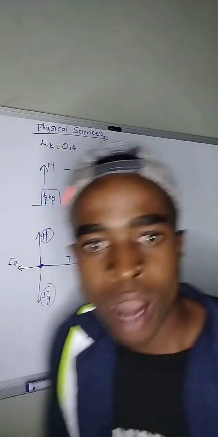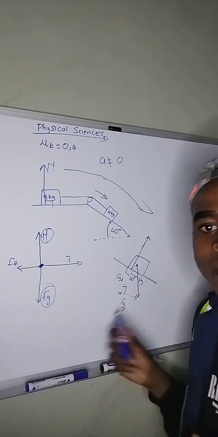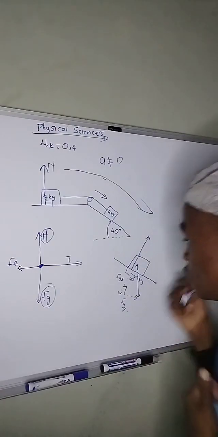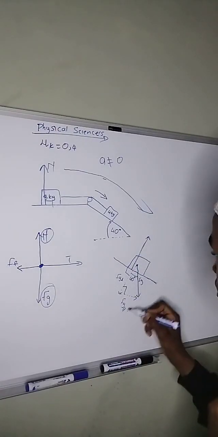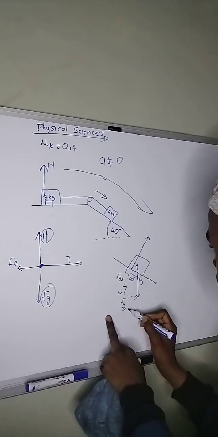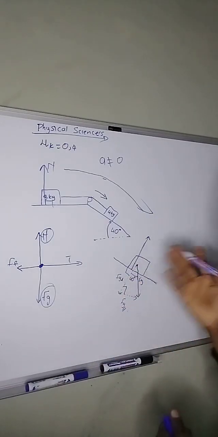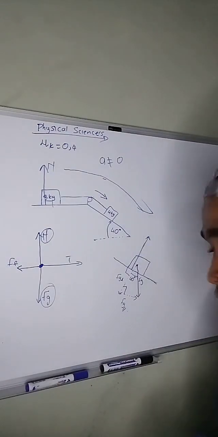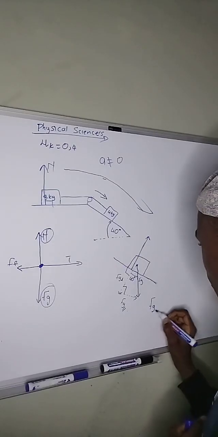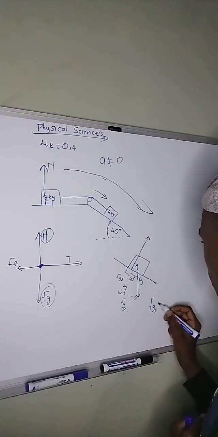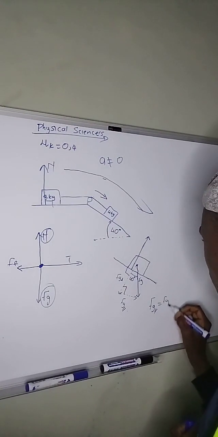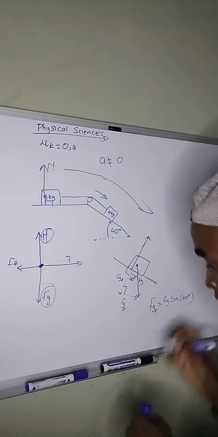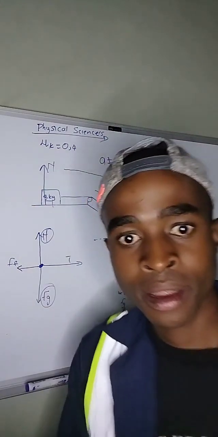So now, how do we calculate the FG parallel or the FG perpendicular? The FG parallel is opposite, and FG perpendicular is adjacent. So, yes, the FG parallel is going to be equal to FG sine 40.